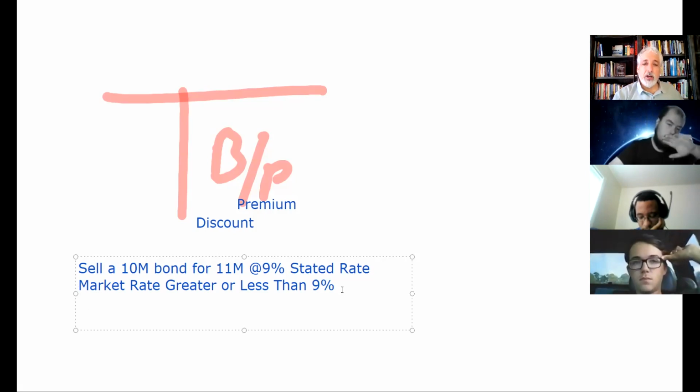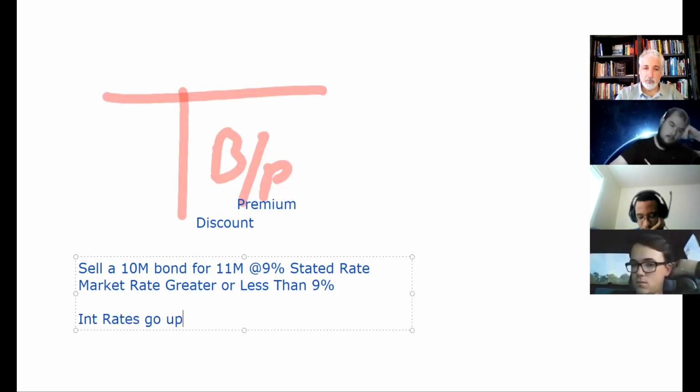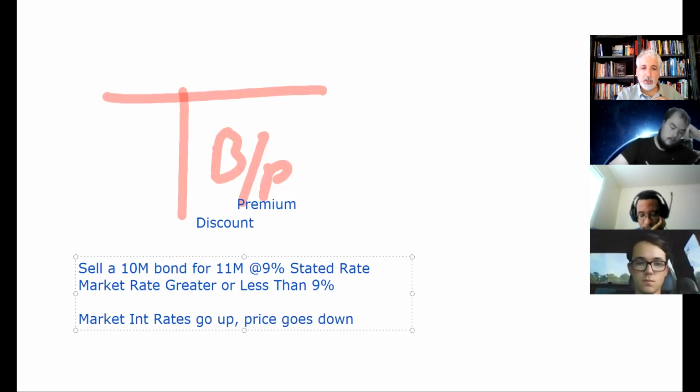So if the market rate, as interest rates go up, price goes down. I'm going to say market. So in this case, if the market interest rate is higher, the price of this bond is going to be less. But we said the price of this bond is higher, so the interest rate has to be less.